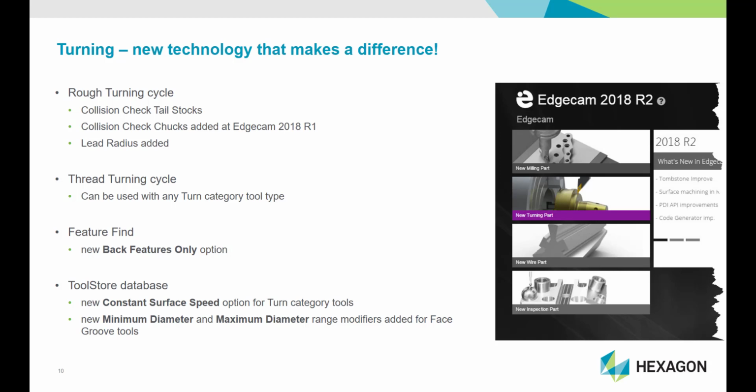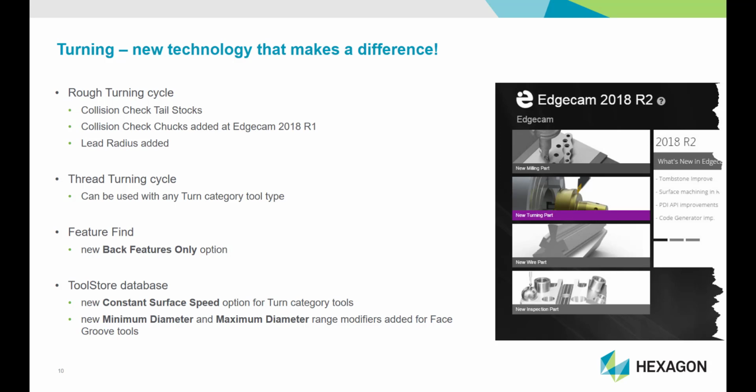There are also some additions on the turning side, and I'm going to summarize them. Dan's going to demonstrate a variety of things in terms of how some of this works. We just want to get you thinking about this first. Starting with the rough turning cycle, at Edgecam 2018 R2, it now has the ability to collision check on tailstocks. Many of you may be aware that the ability to collision check on chucks, both main spindle and sub spindle, was added at the previous software version.